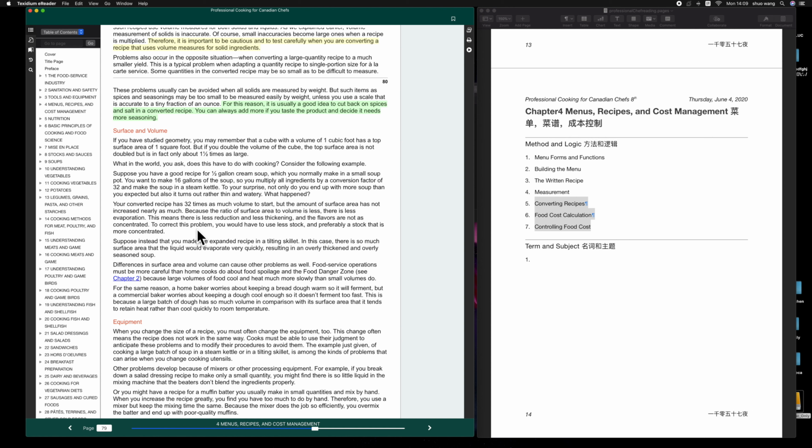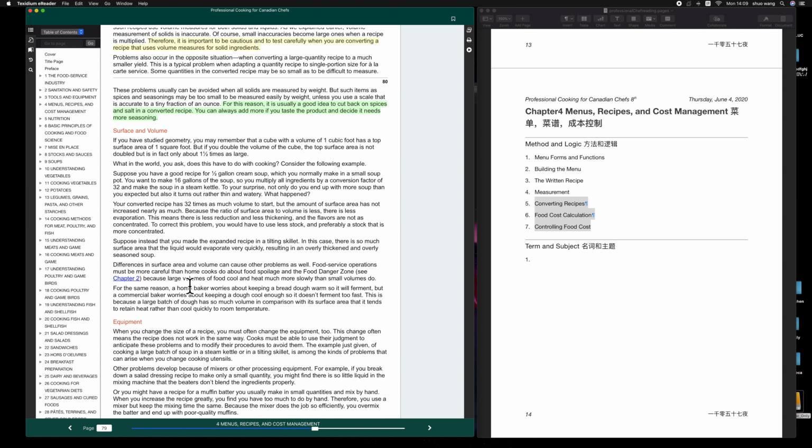这个他给的例子就是想象是这样，但实际上你在做汤的时候你都得尝啊，对吧？你尝，加时间长一点，水蒸发多一点就可以了。Suppose instead that you made the expanded recipe in a tilting skillet. In this case, there's so much surface area that the liquid would evaporate very quickly, resulting in an overly thickened and overly seasoned soup. Differences in surface area and volume can cause other problems as well.